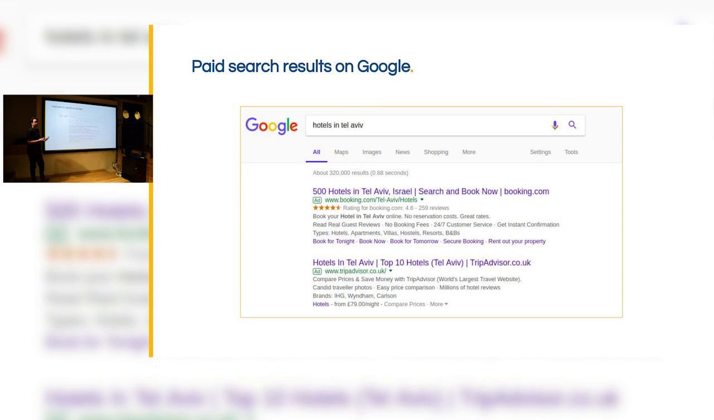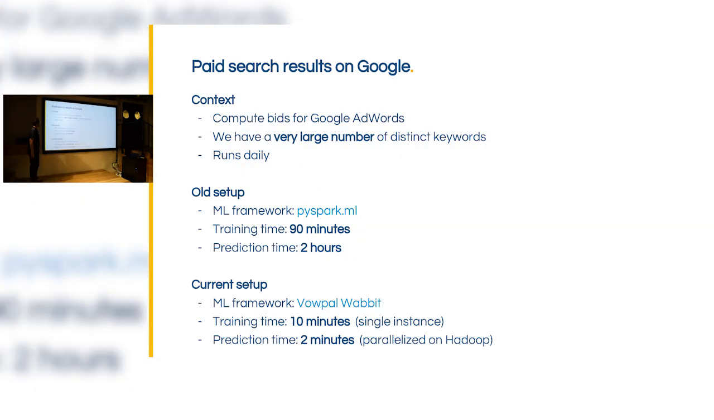But we need to calculate on our side how much money is actually coming our way, and how we extrapolate that to keywords that have never received any clicks. So it's a very sparse, very difficult problem to solve. We have a very large data set, and this thing runs daily. So every day we need to do this again.